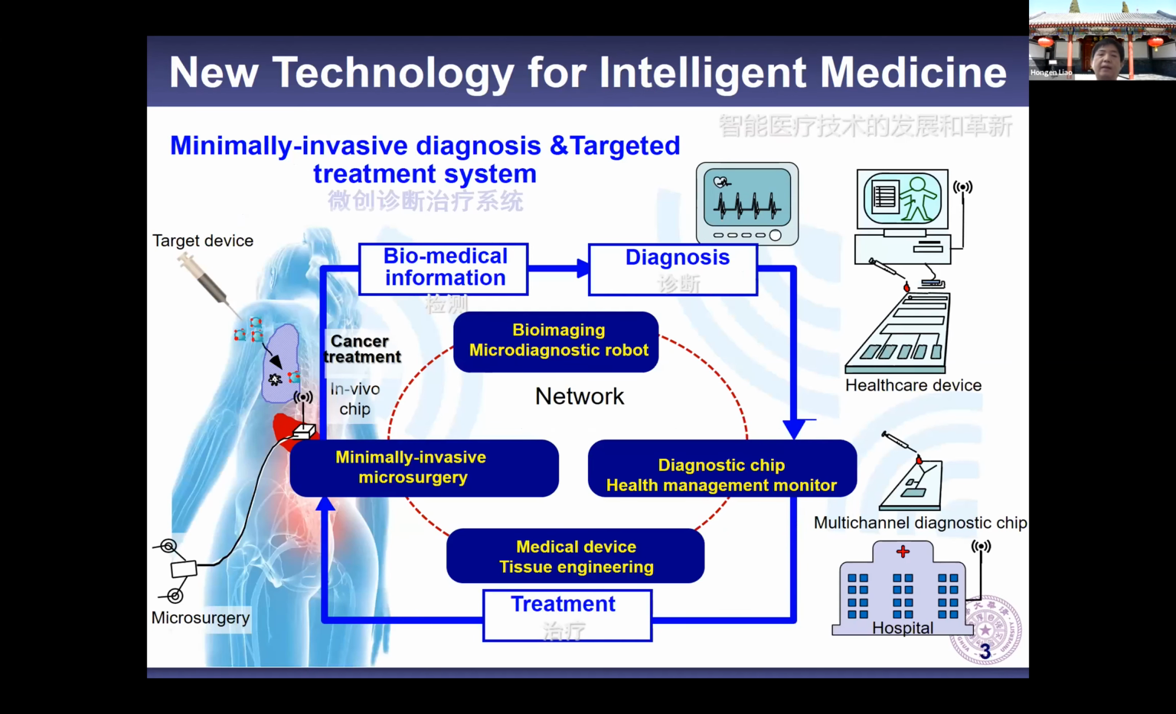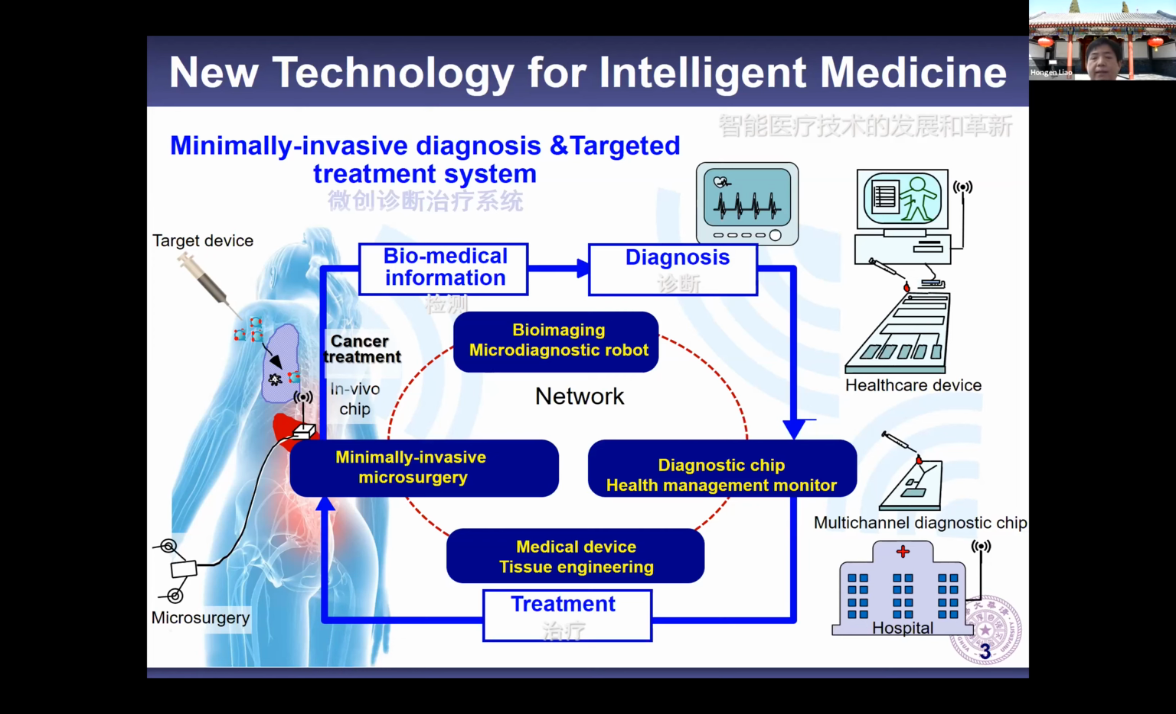As we know, a lot of new techniques have been developed for intelligent medicine, such as biomedical information, biomedical measurement, diagnosis, and treatment. You can see there are a lot of techniques, including the micro diagnosis robot and the diagnosis chip for health management and monitoring. They also combine with medical devices for minimally invasive surgery. So you can see such techniques from the biomedical image to diagnosis, then treatment.